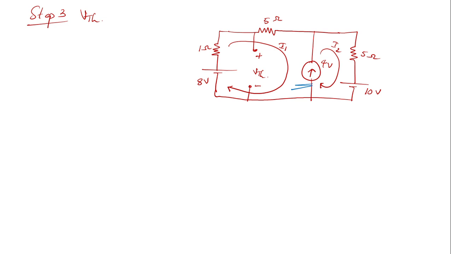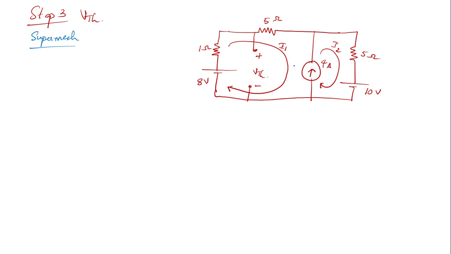But over here, oh sorry, this is not 4 volt, it's actually 4 amperes. I'll just make the correction. Oh yeah, it's 4 amperes. So as I was mentioning, if the current source is present between the two meshes, then in that case you have to use the concept of super mesh. You cannot do the normal mesh analysis, you need to carry out the super mesh analysis.